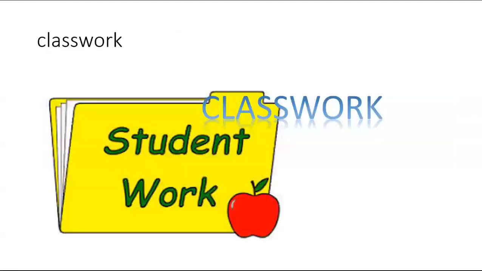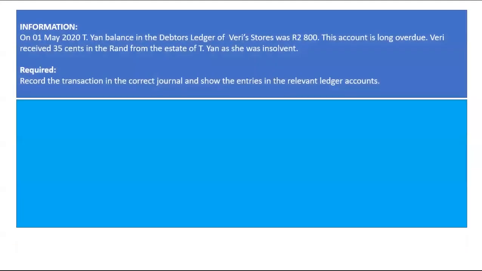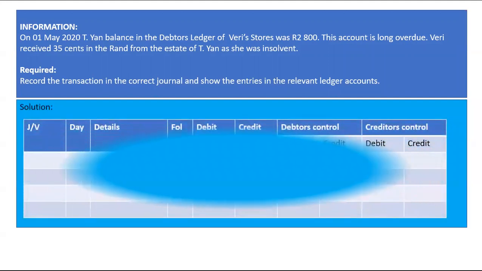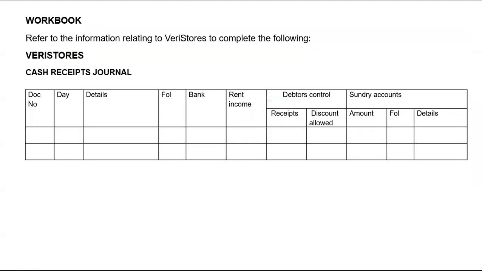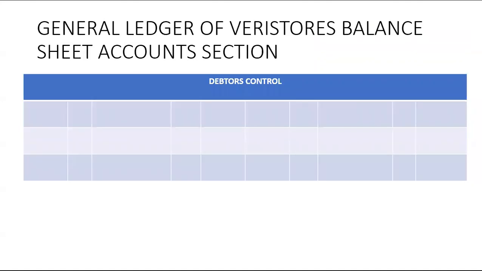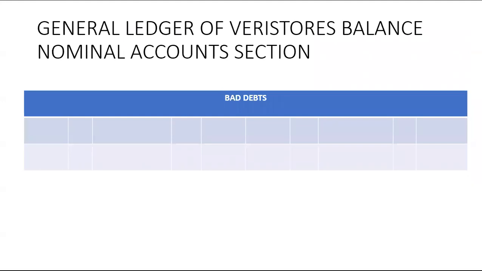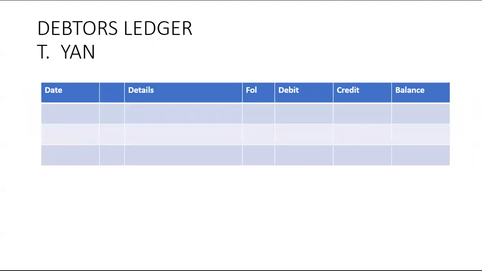Okay, try this classwork on your own. Recorded in the general journal, cash receipts, debtors control. Assume that the balance brought down under debtors control is 20,000, and then bad debts, and then prepare T Young's debtors ledger account.